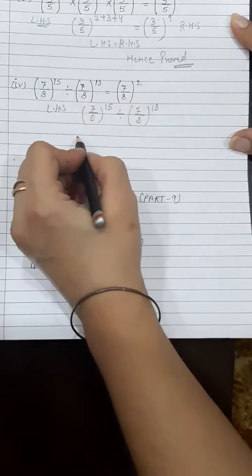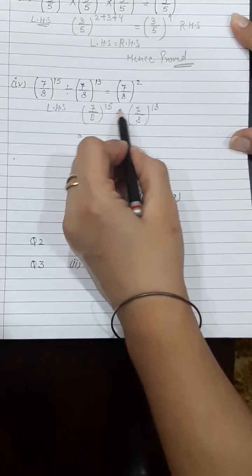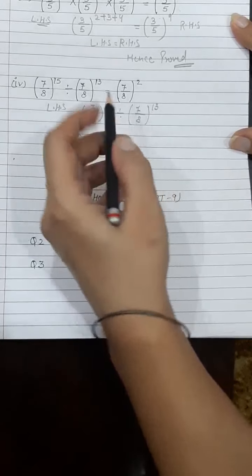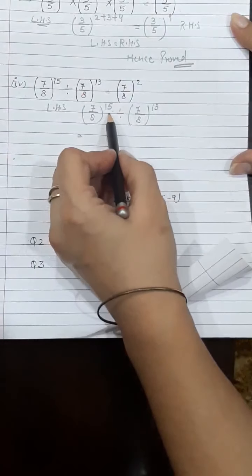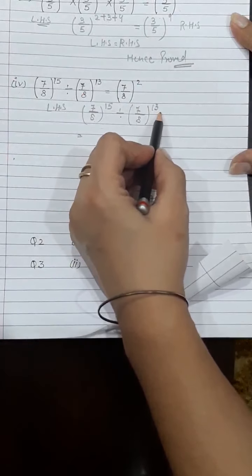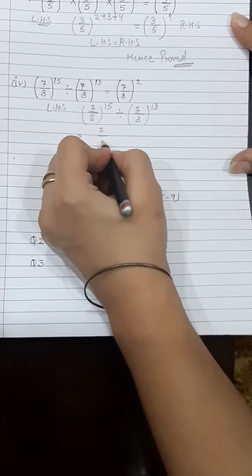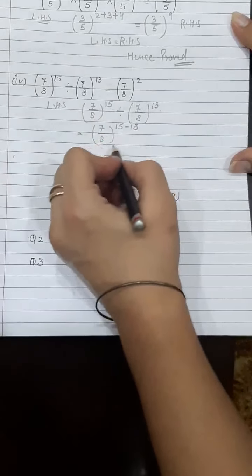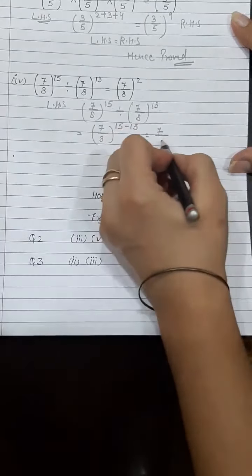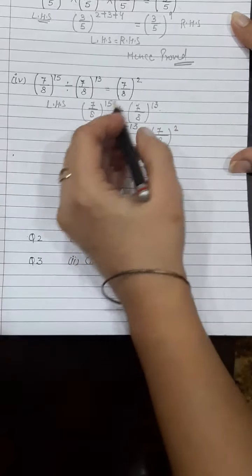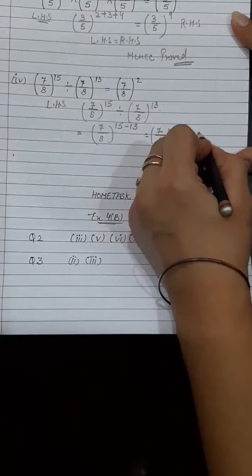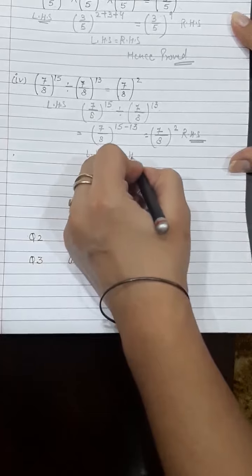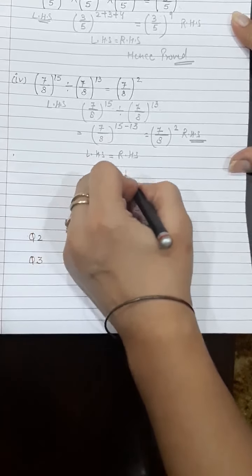Here you can see the same base, powers are different, and in between division sign is coming. So you have to subtract the powers. And here you can see one more thing, m is greater than n, right? So 7 by 8 to the power 15 minus 13 will come. What will come? 7 by 8 to the power 2. And this is the right hand side, right? So left hand side is coming equal to right hand side, so hence proved.